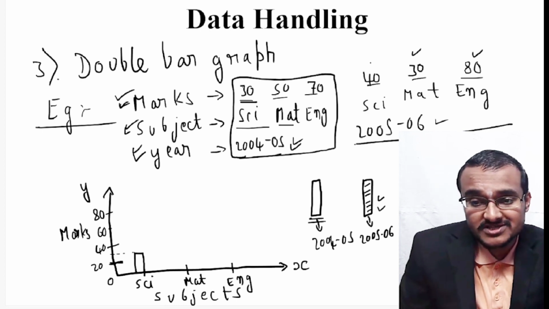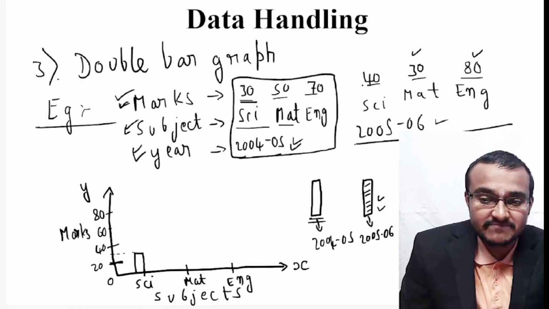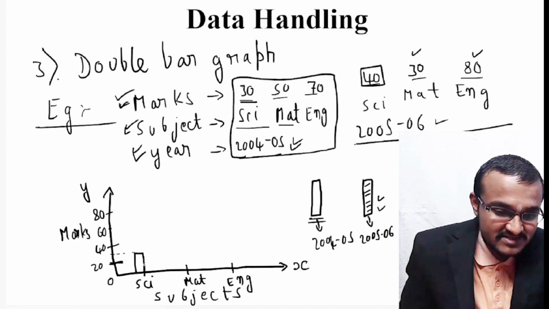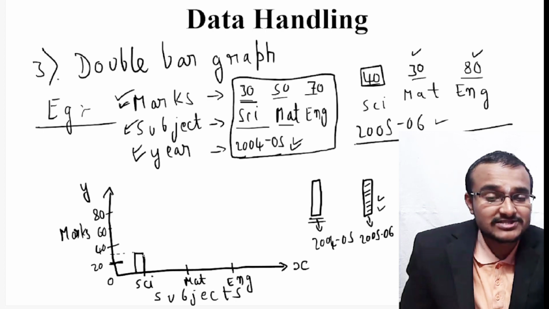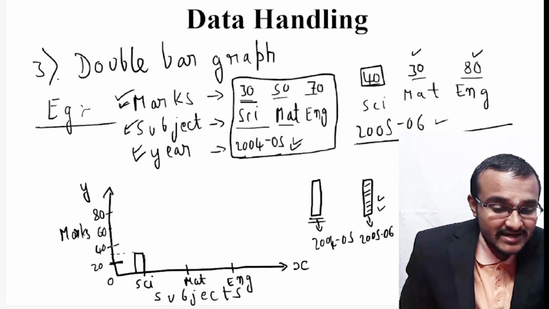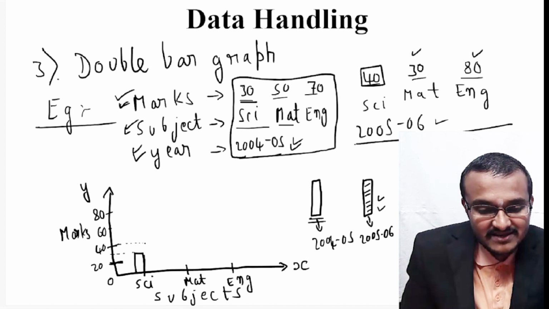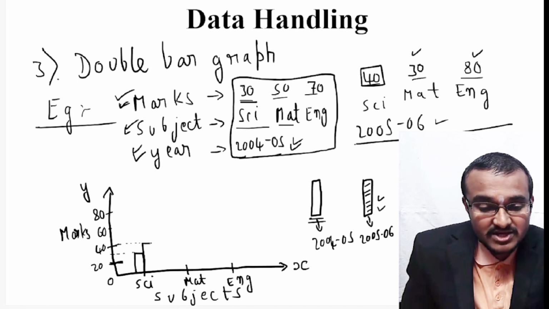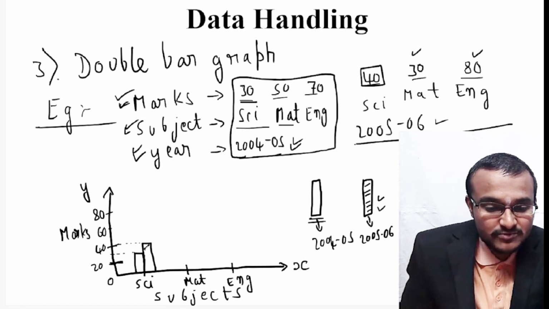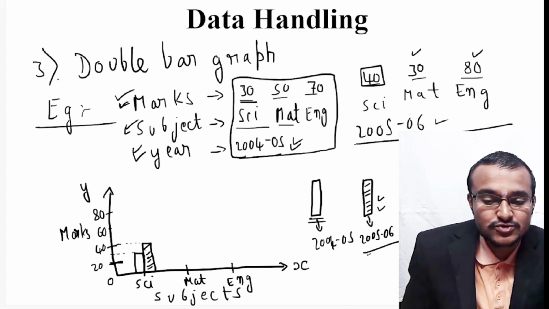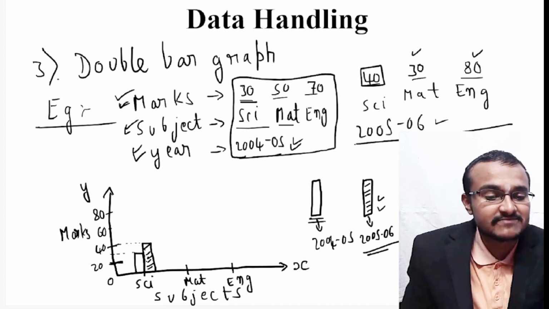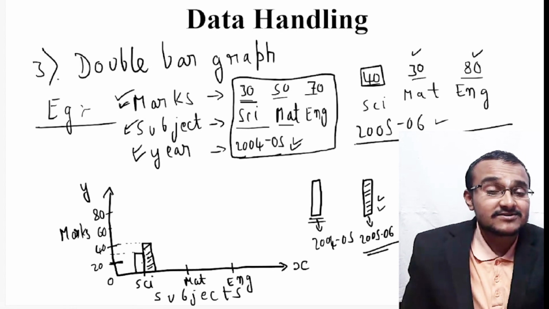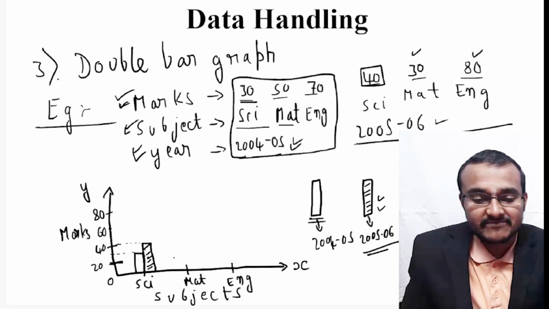So what were his marks in 2005 to 2006 in the science subject? That is 40. So now you can draw on the same science point which you have taken on the x-axis, and you can draw a perpendicular line from this 40, an imaginary line like this. So the height of your second rectangular bar should be up to 40, and that should be shaded, because a shaded box will represent the 2005 to 2006 academic year. An unshaded box represents the 2004 to 2005 academic year.